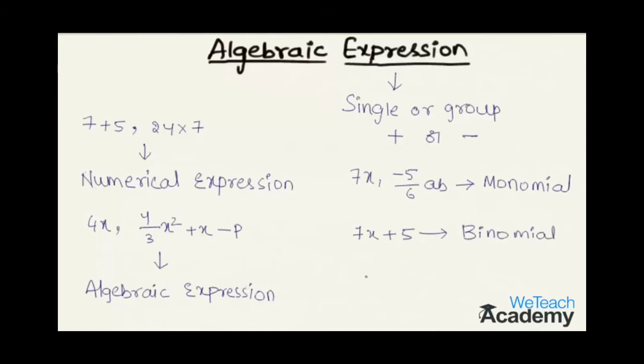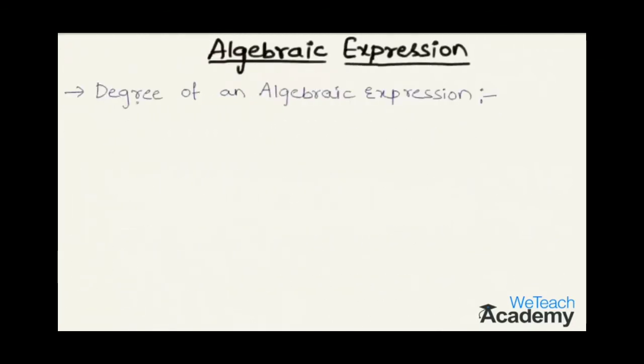Let us consider another example. Here we have 3x minus 3y plus 5z. If an expression contains three terms, then we call such an expression a trinomial expression. So let us consider an example here.